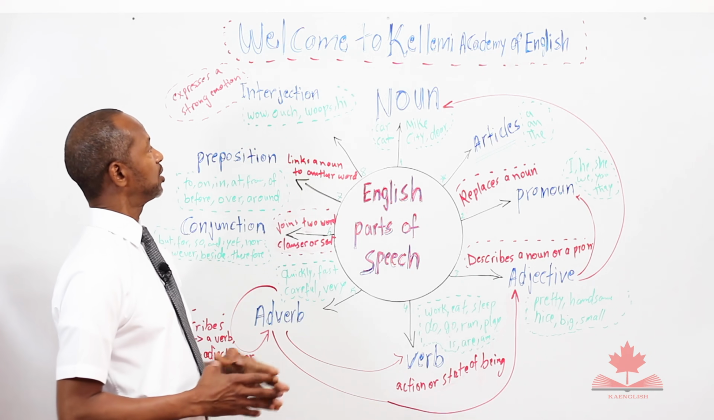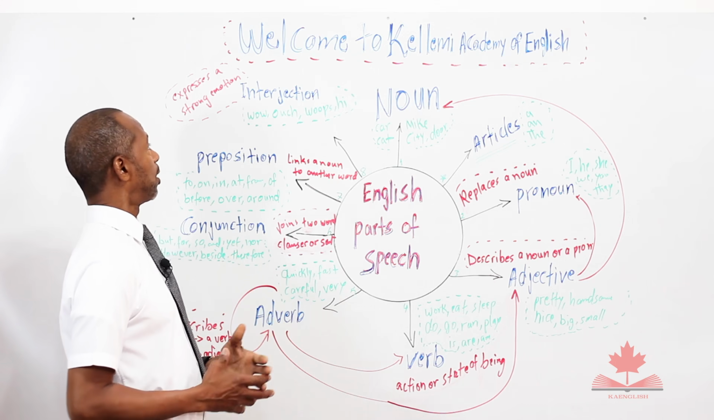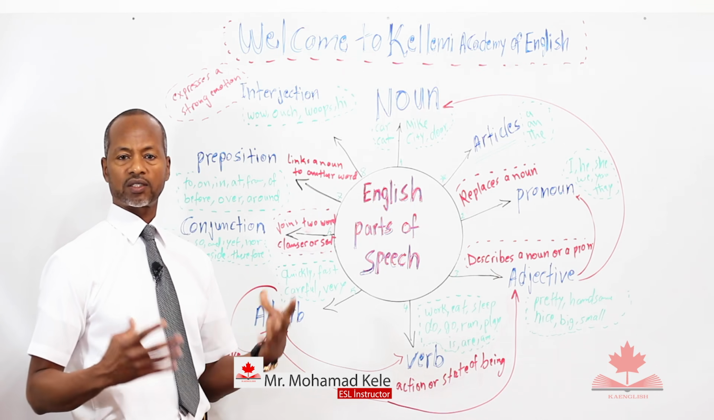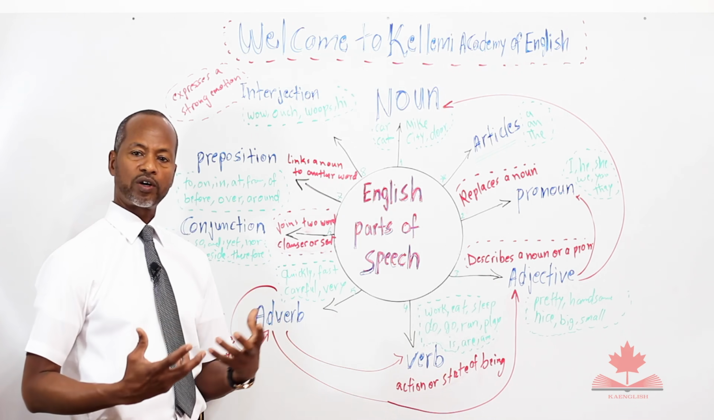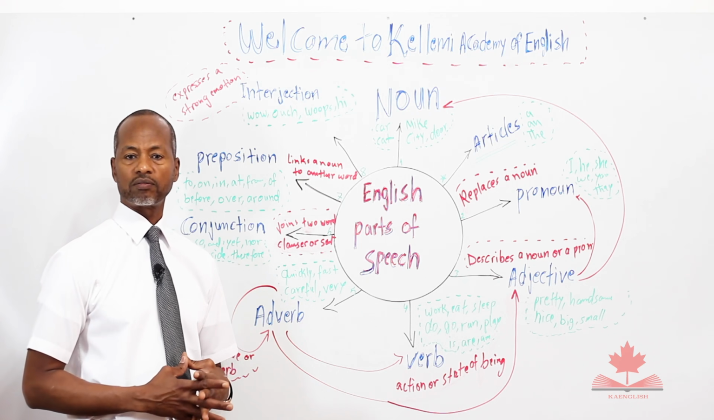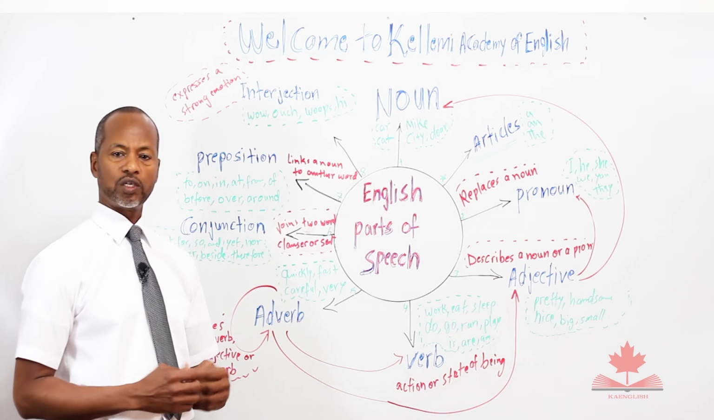The last one is interjections. Interjections are basically strong emotion words, exclamation words that we use to show our emotion. So we have words like ouch, oops, wow, to show emotions.